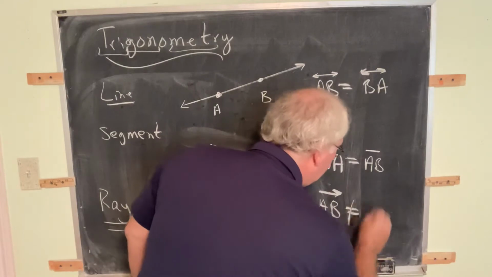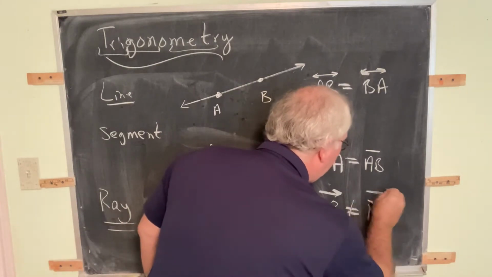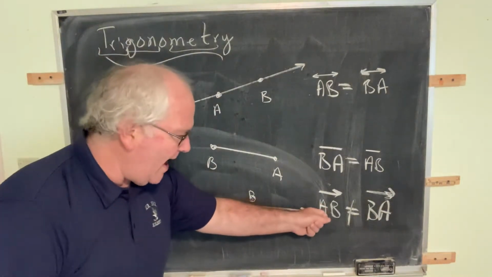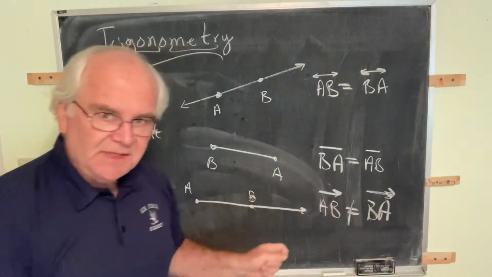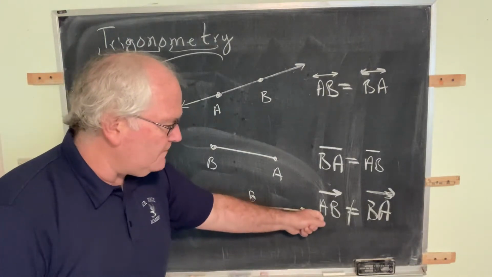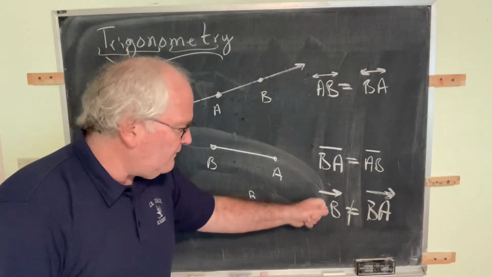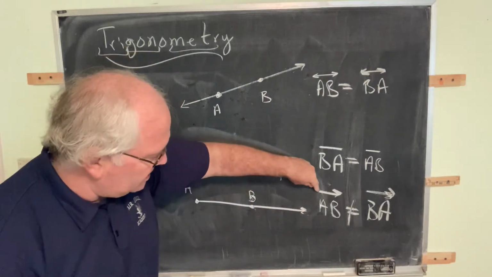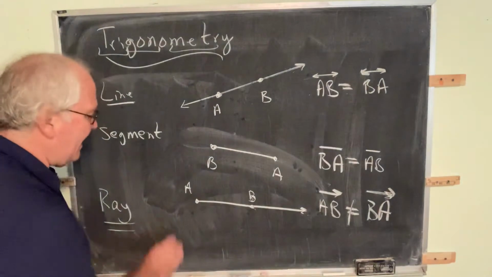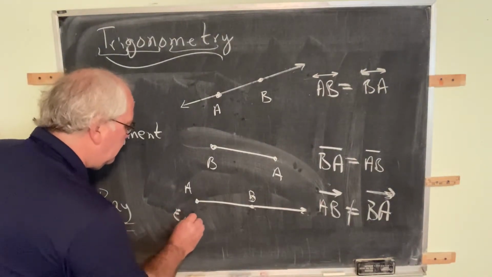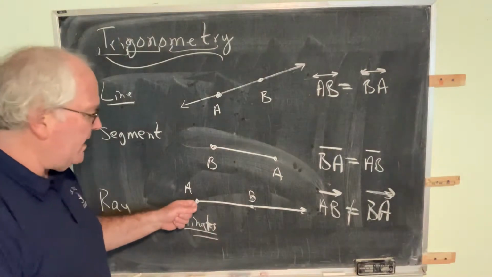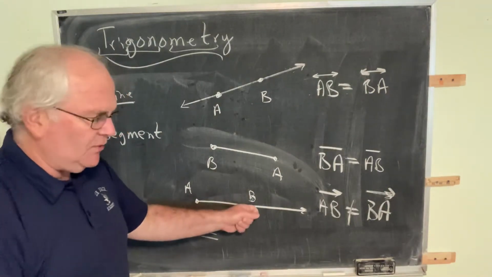However, these are not the same. Ray AB and ray BA are not the same thing. Because when you write the notation for a ray, the point that falls under this piece that does not have the arrow must be the endpoint. And we say it emanates. So the ray emanates from the endpoint A and passes through B.